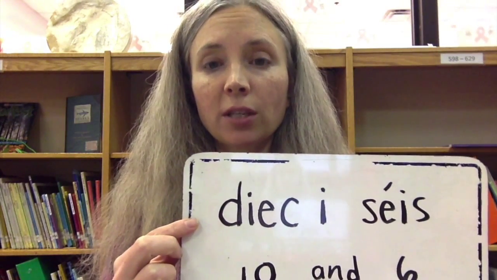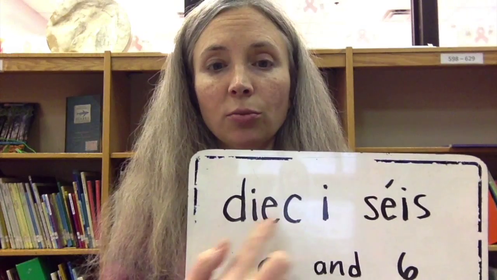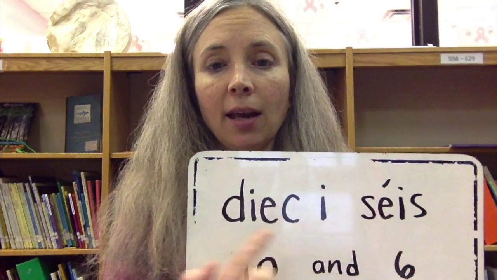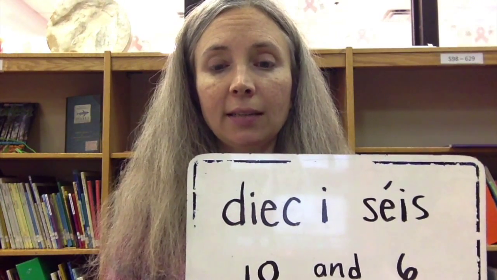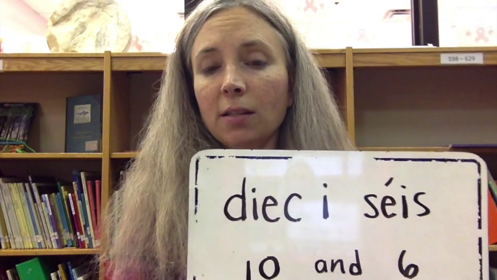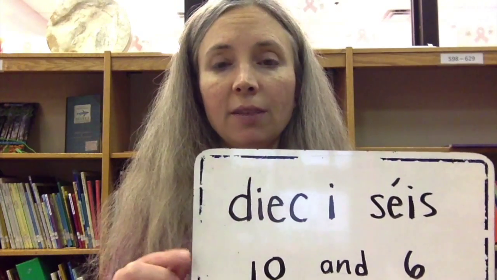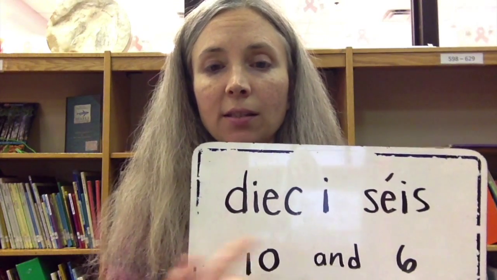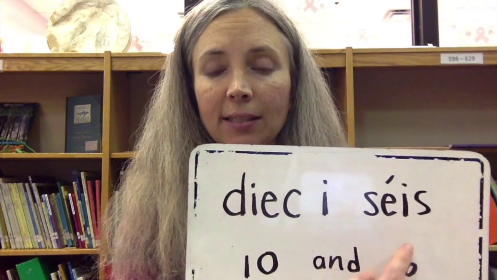So, like the number 16, it breaks down into three syllables: diez y seis. And diez is 10, y means and, seis is 6. So instead of saying 16, you're saying 10 and 6. Diez y seis.